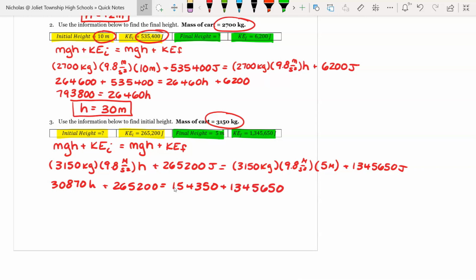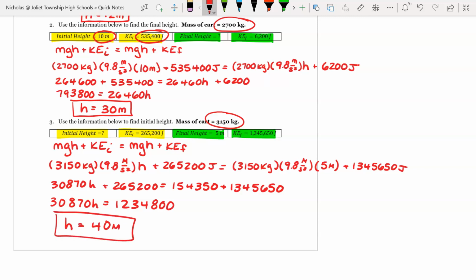All right, so again, I'm going to add up the right side and then subtract 265,200. So I get 30,870h equals 1,234,800. I'm going to divide both sides by the 30,870, and I get a height of 40 meters. So again, for these types of problems, the setup is probably the hardest part. Just be careful. If you have to, highlight using 2 different colors, the initial and the final, and then just carefully plug everything in.